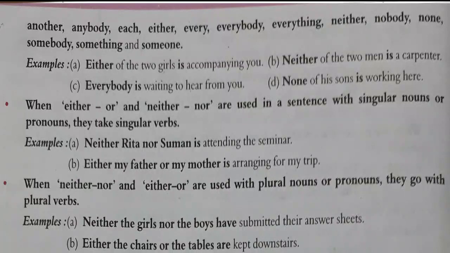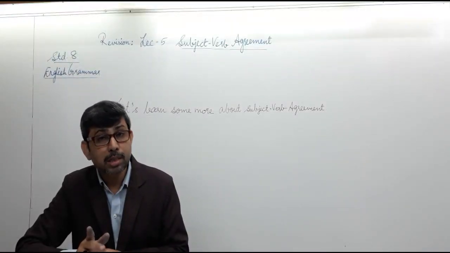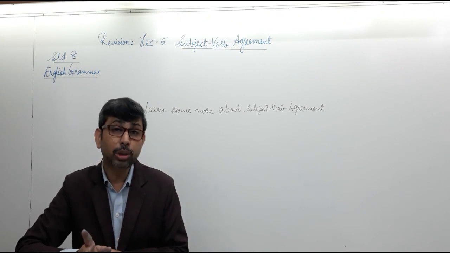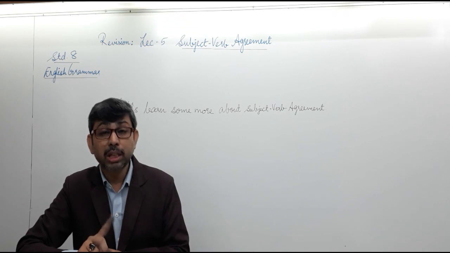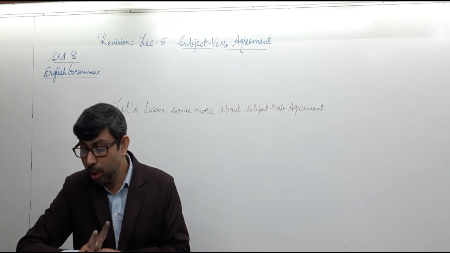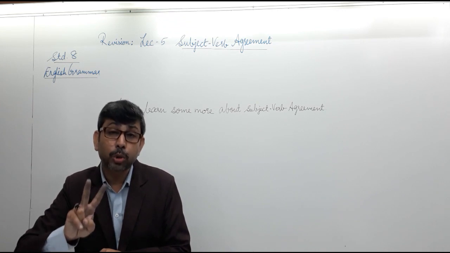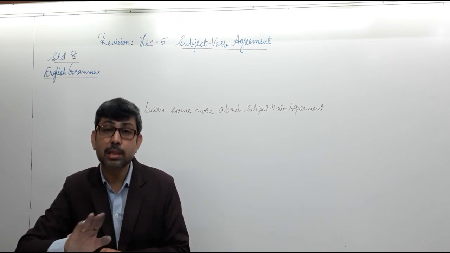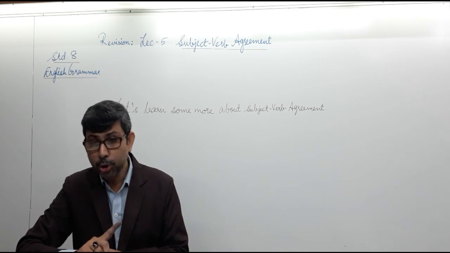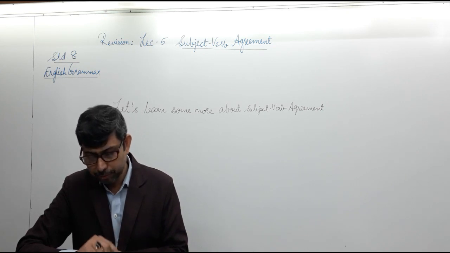Similarly, neither of the two men is a carpenter. Once again we use the word neither, showing a singularity. We are not saying both the carpenters. We are talking about neither, none of them, not even one. Neither of the two men is a carpenter. So out of the two men we are saying no one is a carpenter. Therefore it shows a singularity in itself.